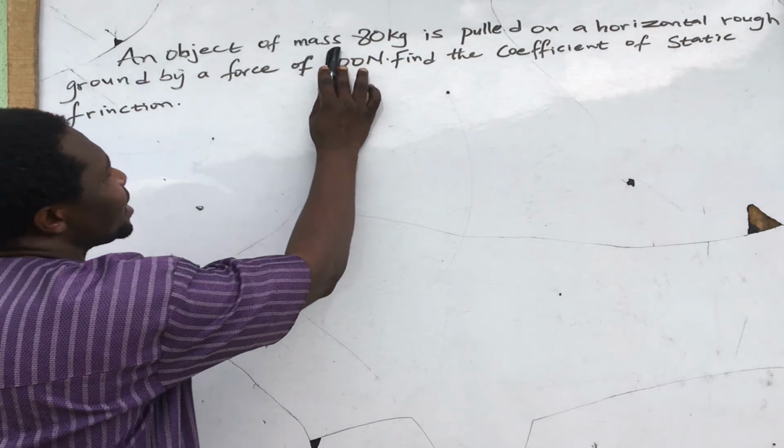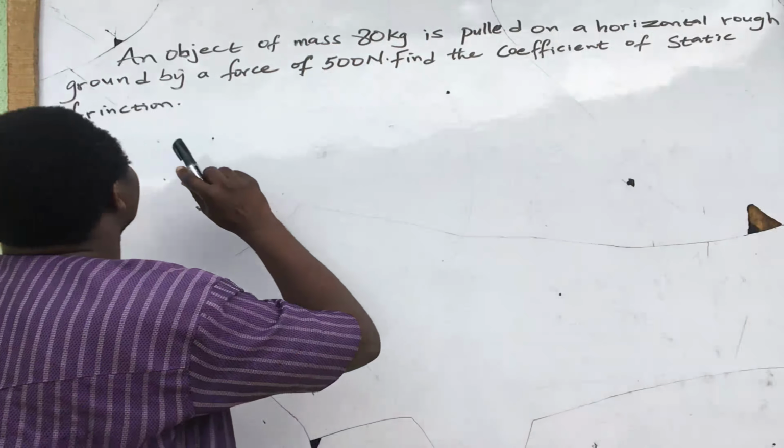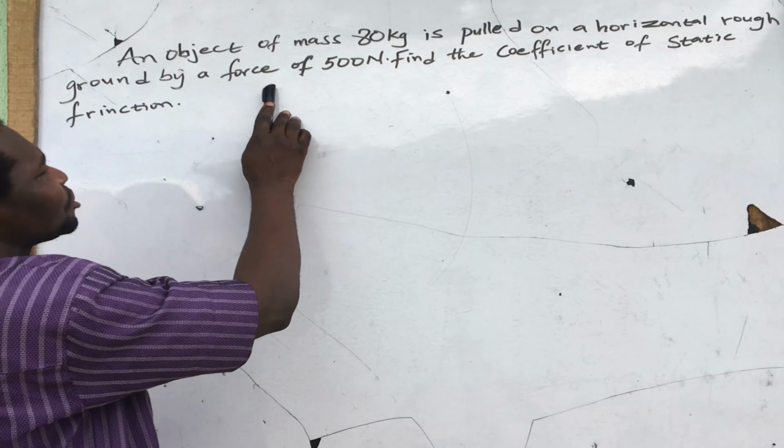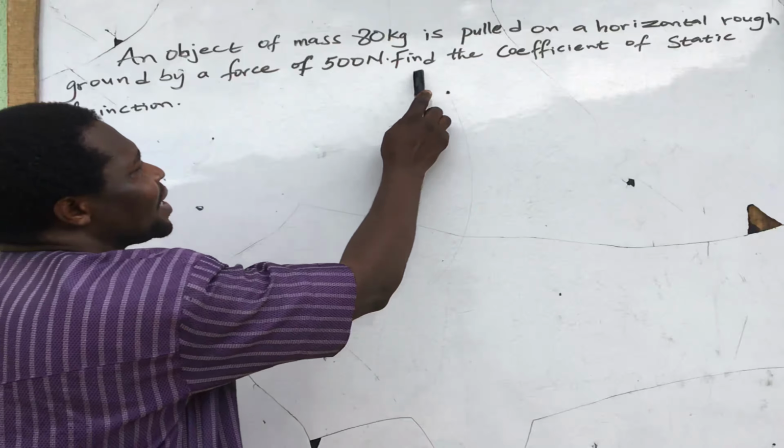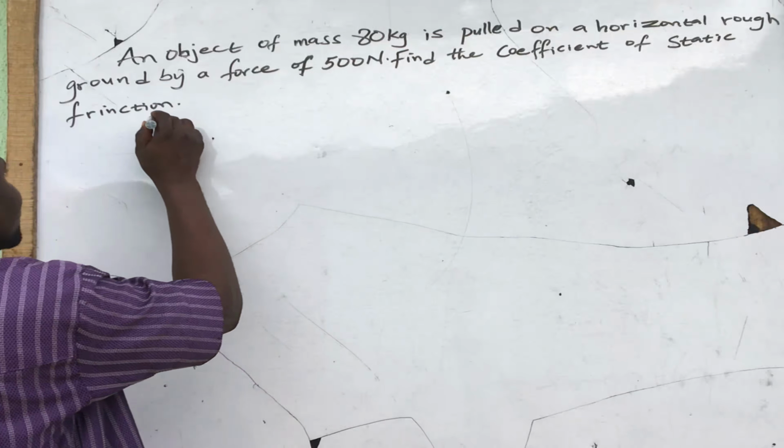An object of mass 80 kg is pulled on a horizontal rough ground by a force of 500 Newton. Find the coefficient of static friction. Let's answer this together.